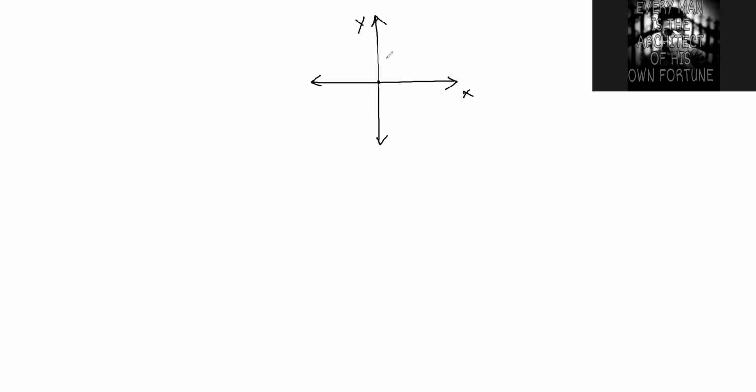Now if any complex number is given, it must be either in the first, second, third or fourth quadrant, or it must be on the x-axis or y-axis, that means the real axis or imaginary axis.